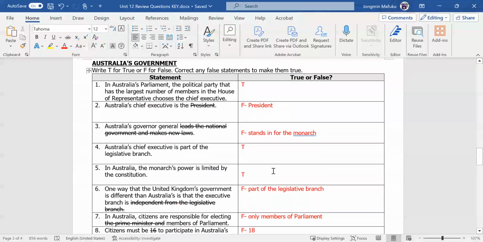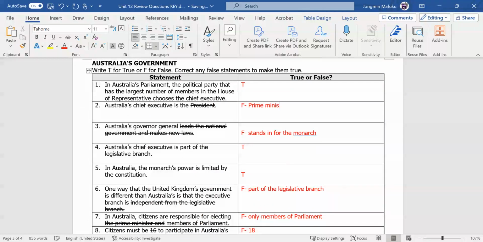So, true and false. In Australia's parliament, the political party that has the largest number of members in the House of Representatives chooses the chief executive. That is true. Of course, parliamentary democracy means the parliament chooses the prime minister. Simple. Australia's chief executive is the president. That is false. It's not the president. What is it? The prime minister.